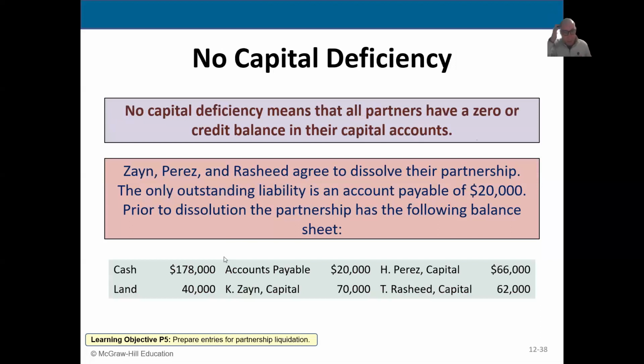So here we have an example. The three partners decide to close up shop. They have $178,000 in cash, $40,000 in land. They have a $20,000 bill, accounts payable. So they have to satisfy the accounts payable first, and then they can receive the cash and land distributions accordingly.